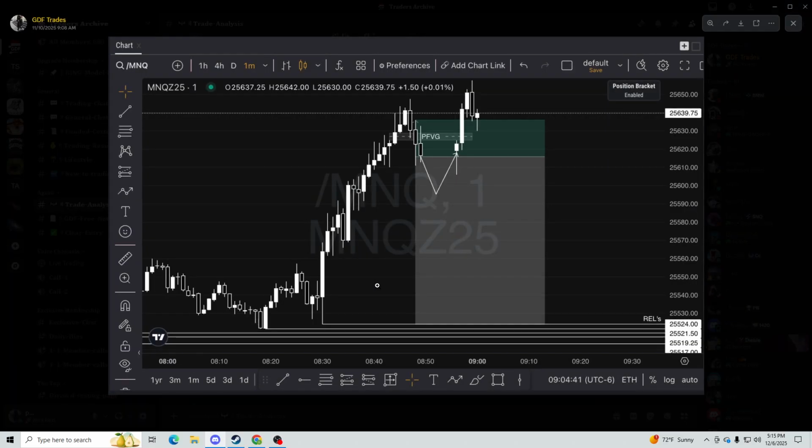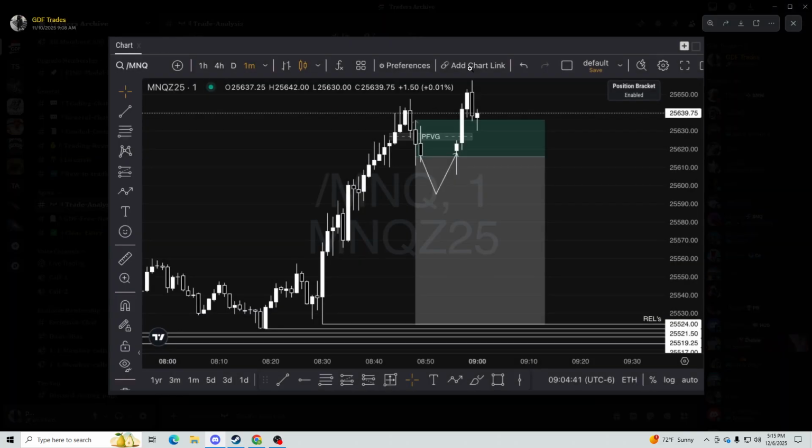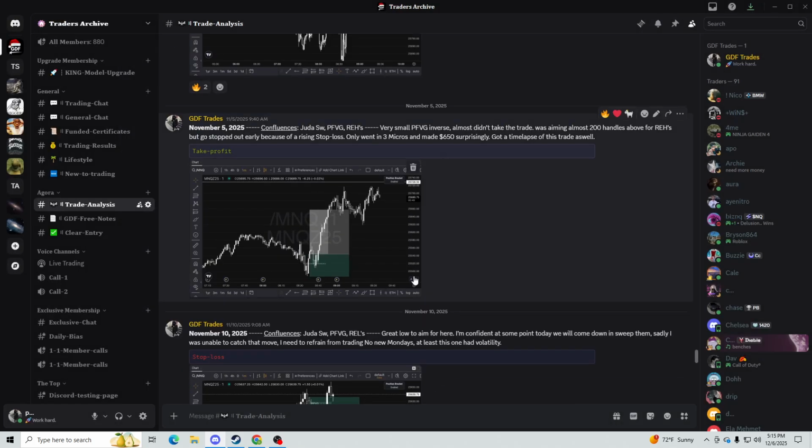This is an example of a loss, which, by the way, after this loss, like 10 minutes after, it came down and dumped. I can tell you which day. This is on the 10th, which, if you want to verify what I'm saying, it did end up dumping right after that and sweeping all those lows. So I may have not caught the move, but I did have the correct bias.